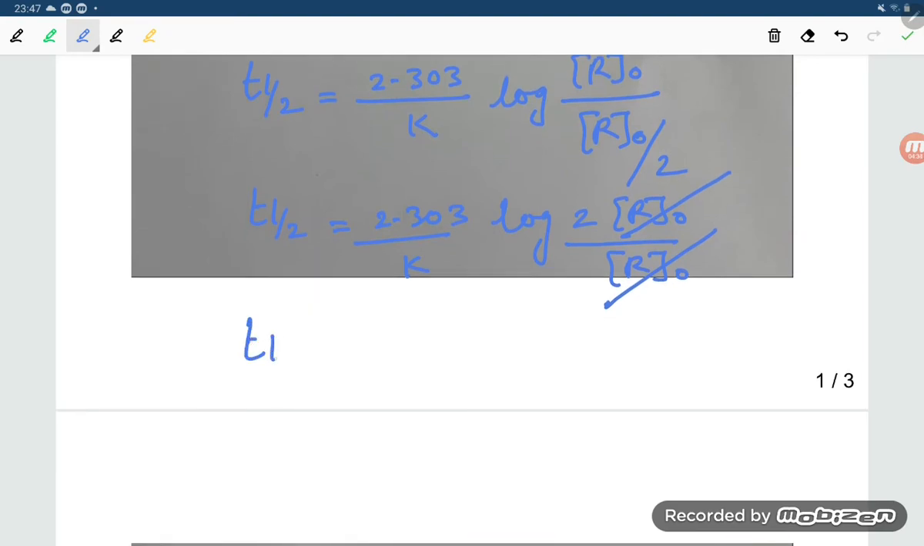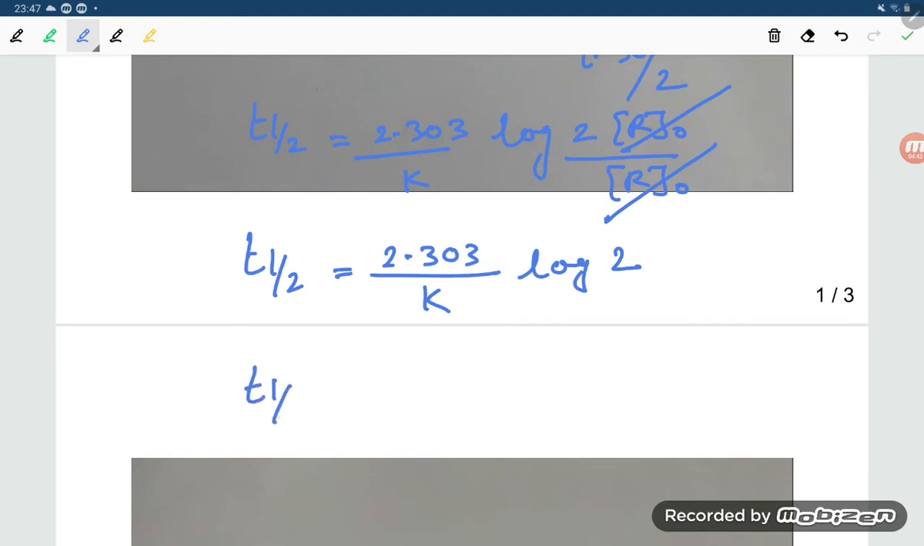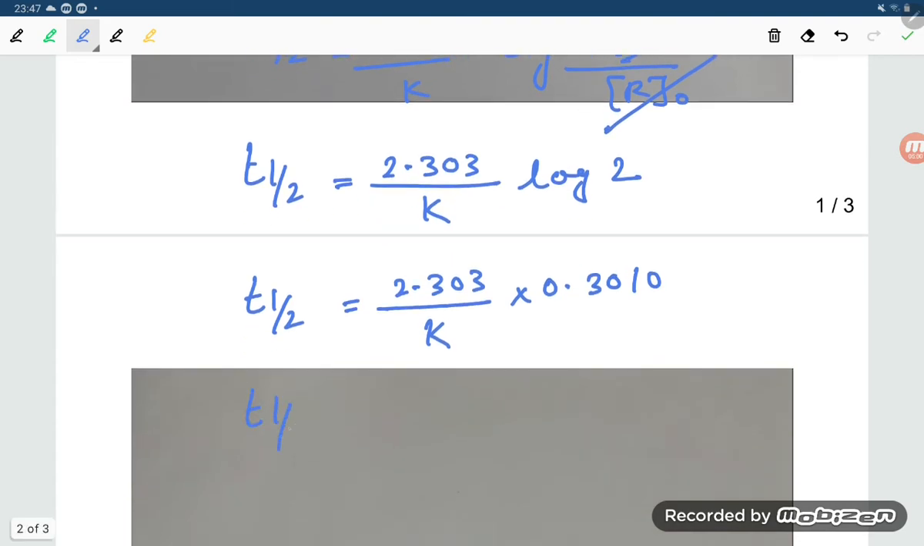So t1/2 is equal to 2.303 upon k log 2. The value of log 2 is 0.3010. If you multiply this, t half is equal to 0.693 upon k, right student?